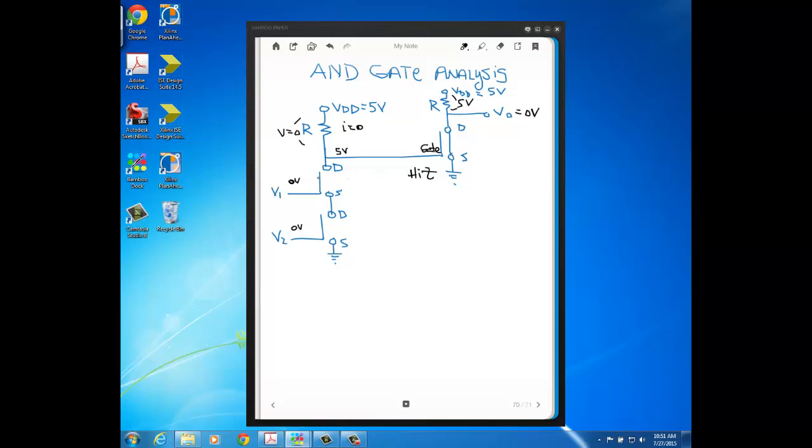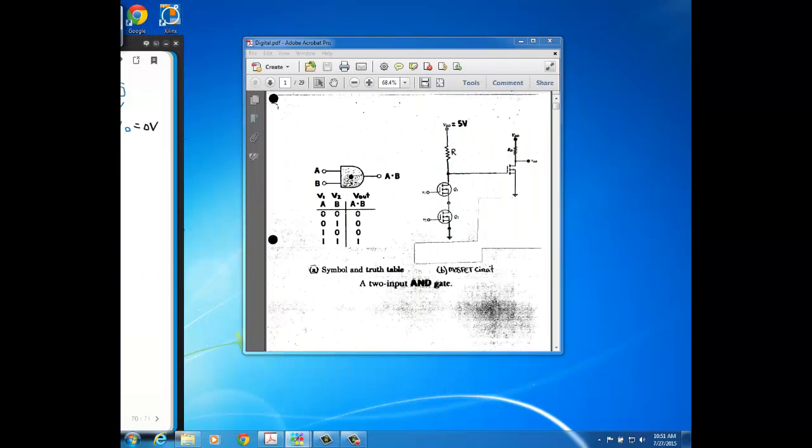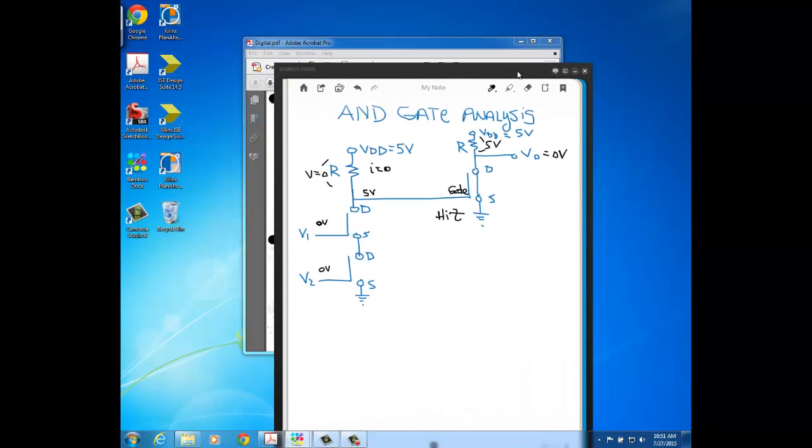Now, the next two rows of the truth table, okay, we'll bring back our truth table over here. So you see we just proved this first row. When both inputs are 0, you get a 0 out. Well, the next two rows of the truth table, one of the inputs is still 0 volts.